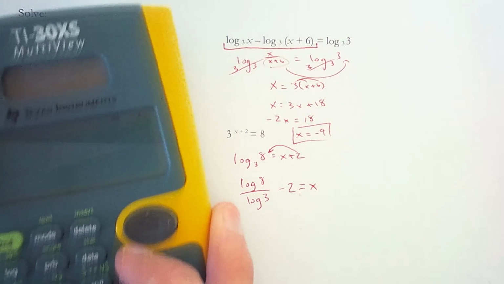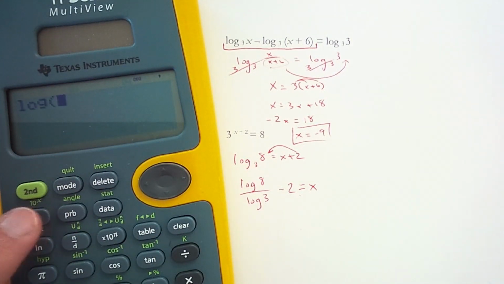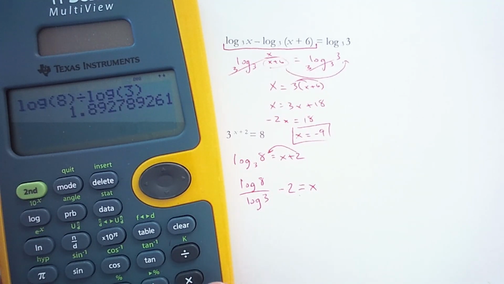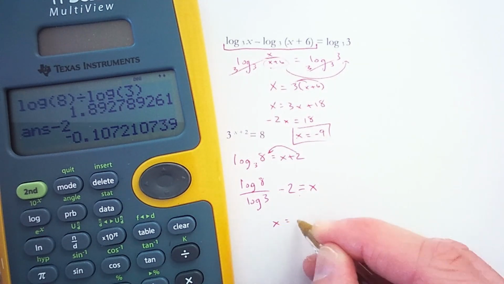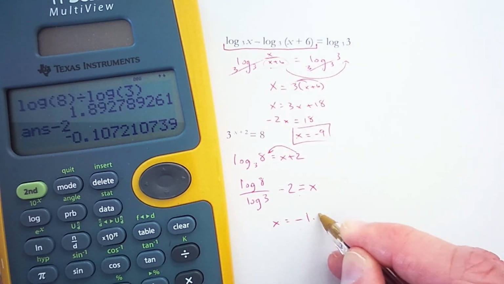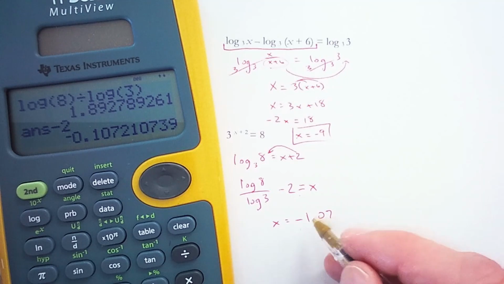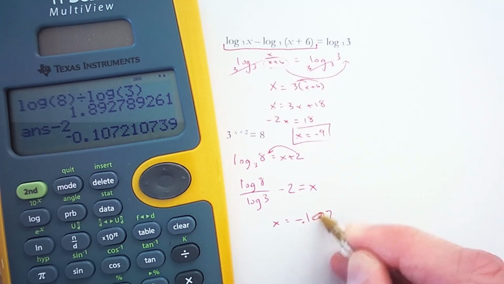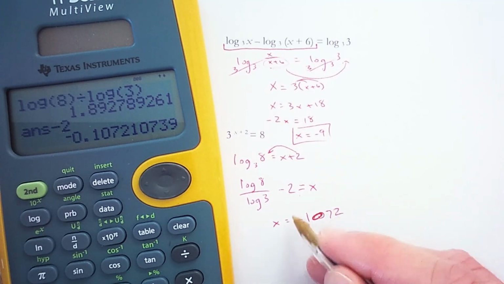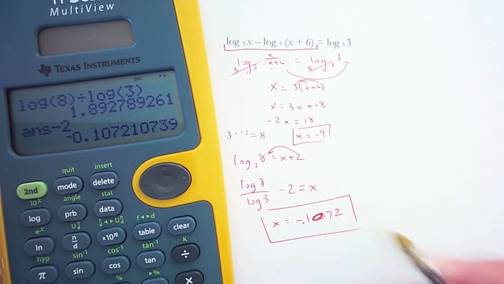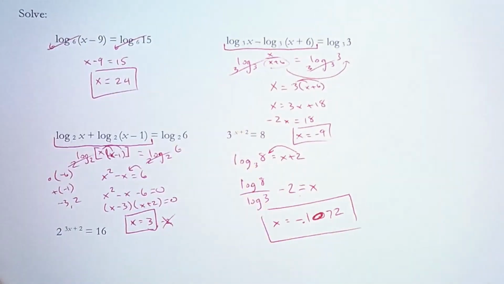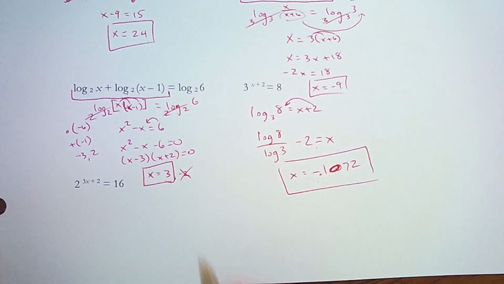So I can evaluate this with my calculator now by doing log 8 divided by log 3 and subtracting 2, and I get negative 1.0728. And last, I've got another similar one here.